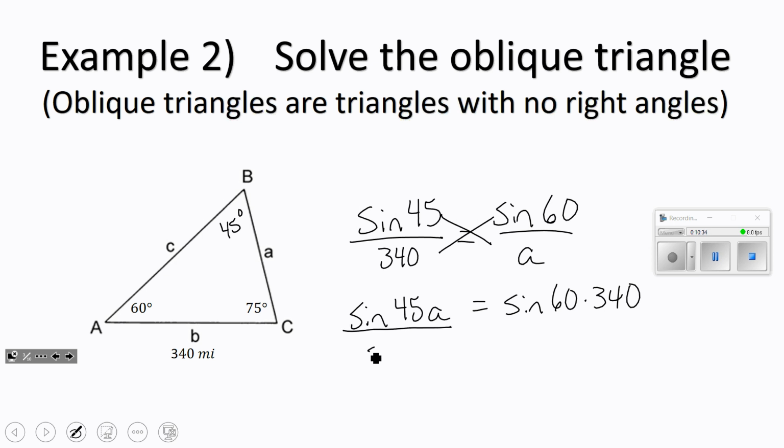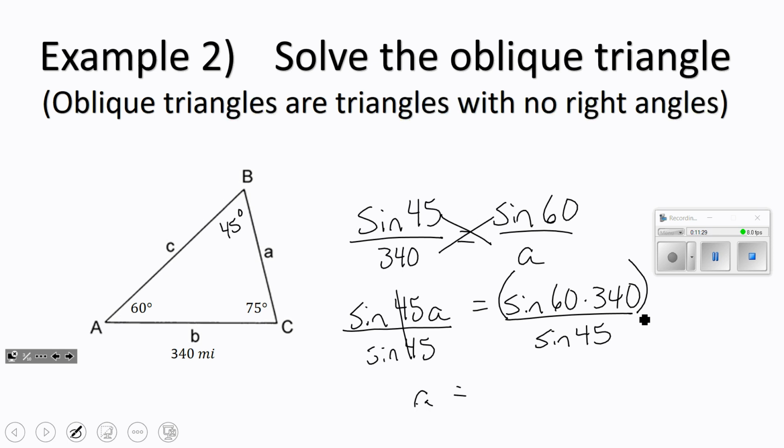I'm going to divide this side by the sine of 45. And here's what I'm going to tell you. Because you know this is going to give you some crazy decimals, so that you don't have to write those decimals down, I'm going to show you how to put this in your calculator all at once. Actually, I think you could do the sine of 60 times 340 and then divide it by the sine of 45. But just to be safe, I'm going to have you put the top in parentheses to make sure you work the whole top and then the bottom. So let's put in the sine of 60 times 340 and then we're going to take that and divide it by the sine of 45.